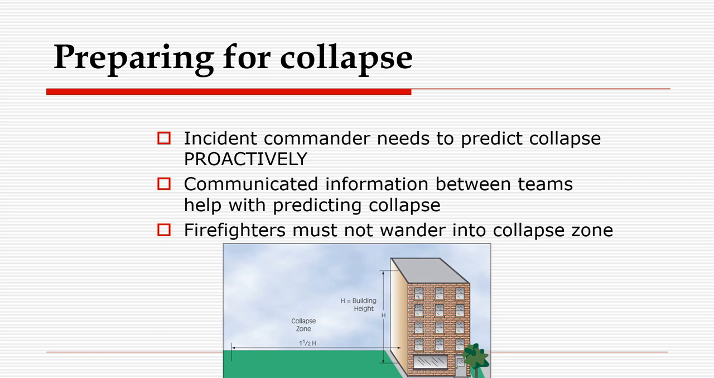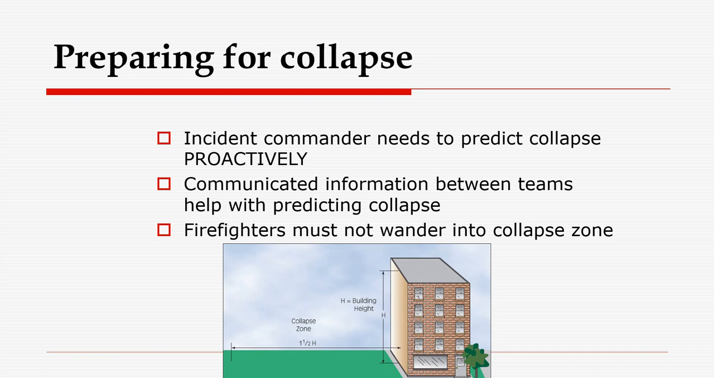And that may mean we build a collapse zone. The collapse zone is 1.5 times the height of the building. So like in this building, it's 1, 2, 3, 4, 5 stories tall. So we would go 1.5 times that height, 1.5 times 5 stories. And that ought to be how close we get to that building. And that's textbook.